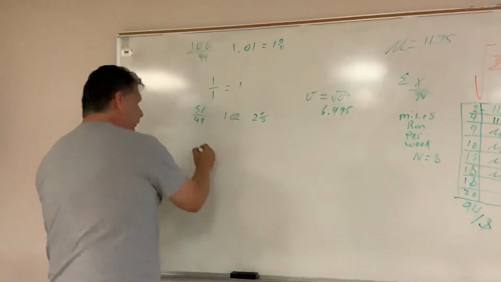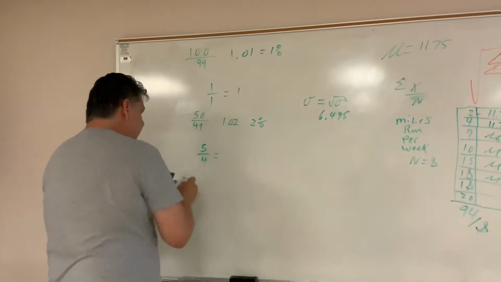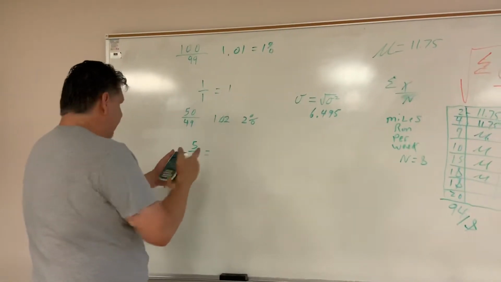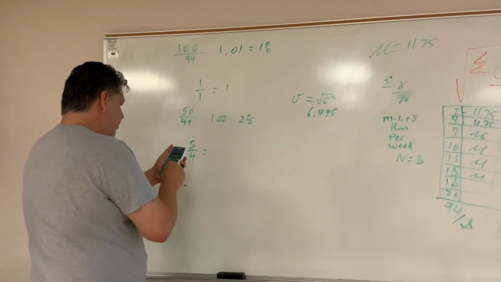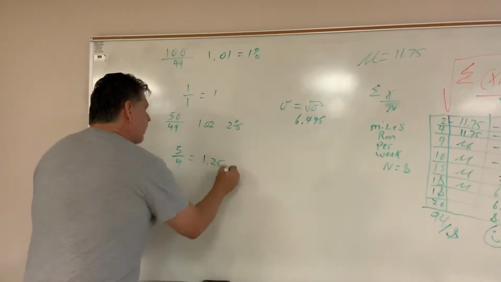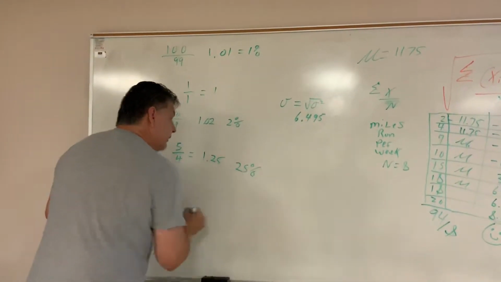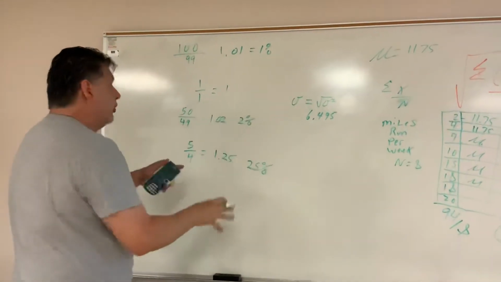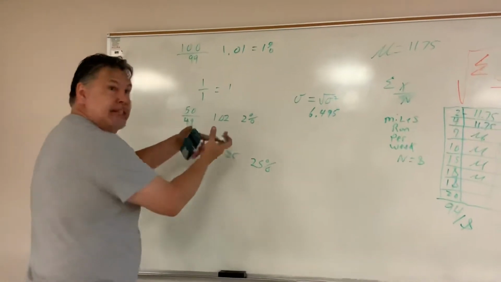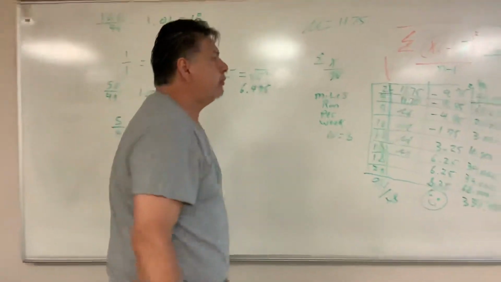So now let's go down to 5. So I've got 5 over 4, and that's going to be equal to 25%, I believe. So 5 divided by 4 is going to be 1.25. So what that did is it made an adjustment of 25%. And that's what we're doing with our degrees of freedom. We're making adjustments based on the size of our sample. That's why it's so important.